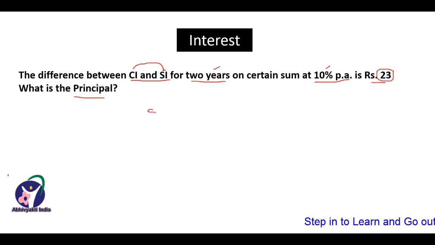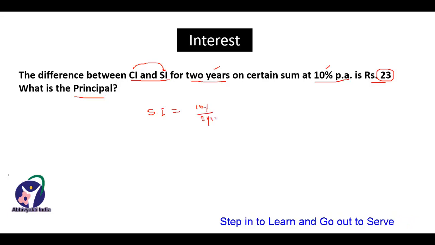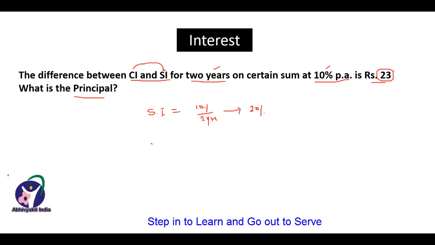Now friends, here the simple interest at the rate of 10% per annum for 2 years will be equal to 20%. So for 2 years the simple interest will be 20%. Now we will calculate the compound interest. Let the principal amount be 100.